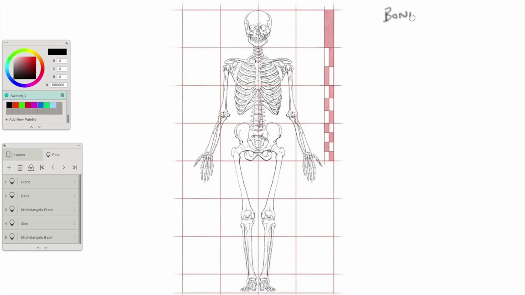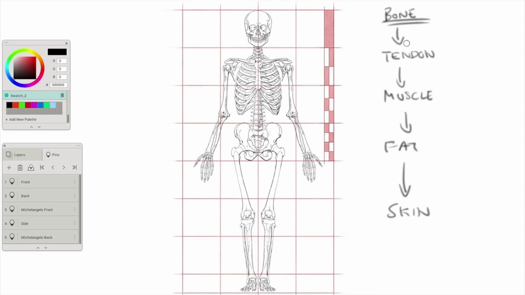So we have a foundation of bone that is connected with tendon that holds muscle that is covered with fat, which is in turn covered by skin. So this is our hierarchy, and this is the foundation.